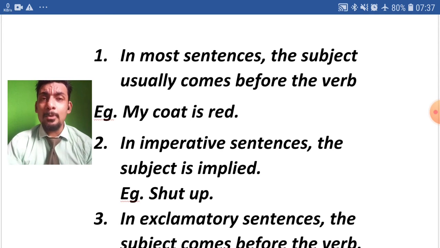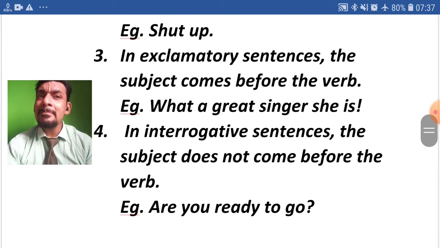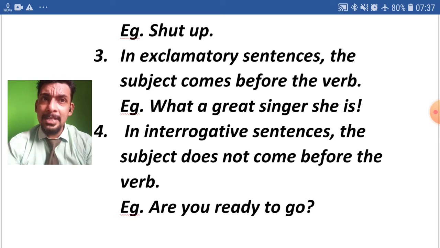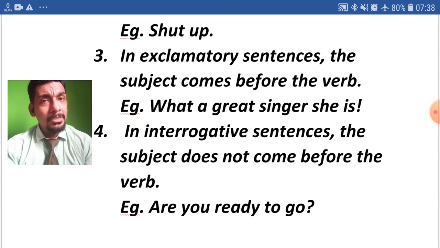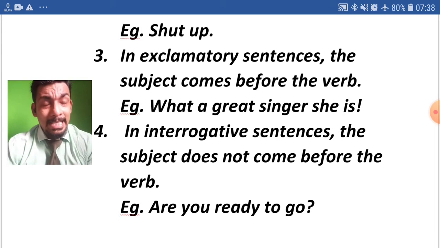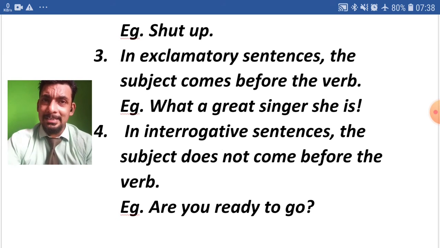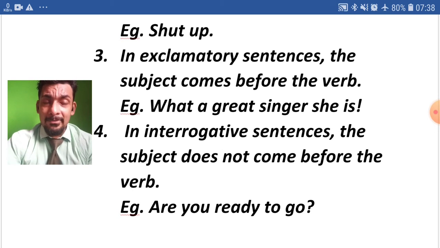Now, coming to the third point, my dear students, where I have written, in exclamatory sentences, the subject comes before the verb. Now, if you compare the first point and the third point, you will find a similarity that the general rule was that the subject came before the verb. And in point number 3 also, like in exclamatory sentences also, I have written the same thing. The subject comes before the verb.